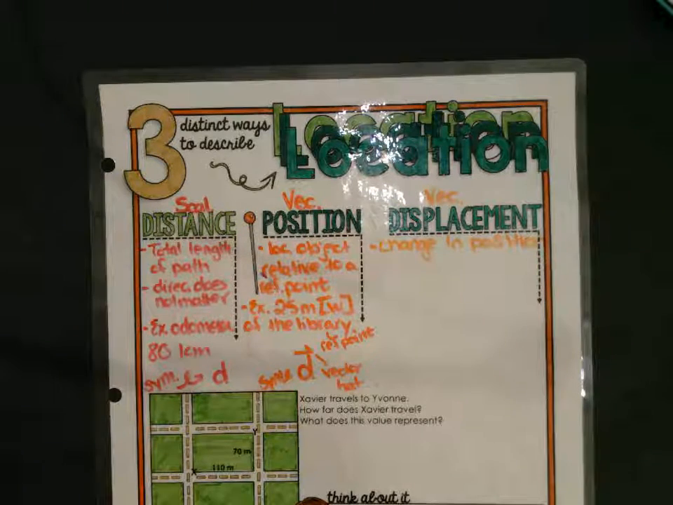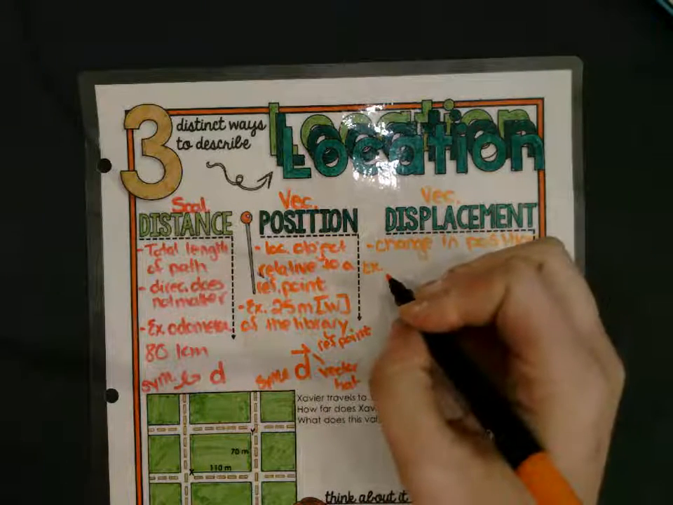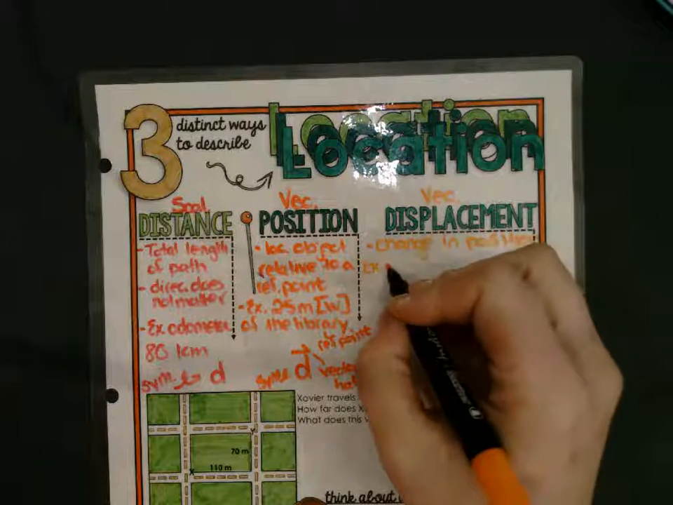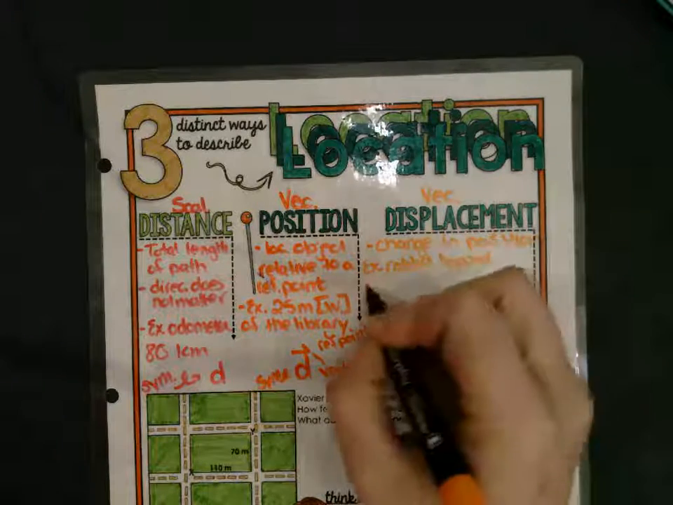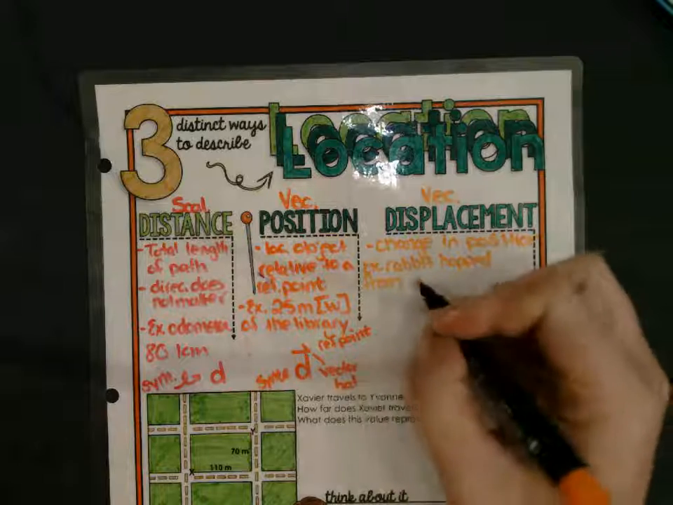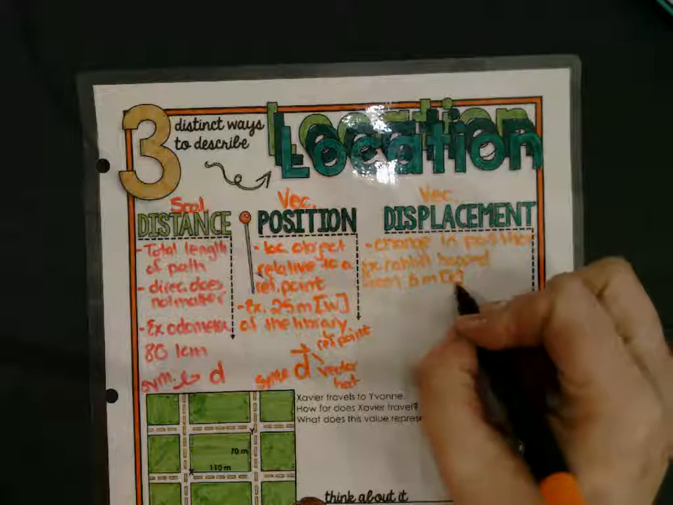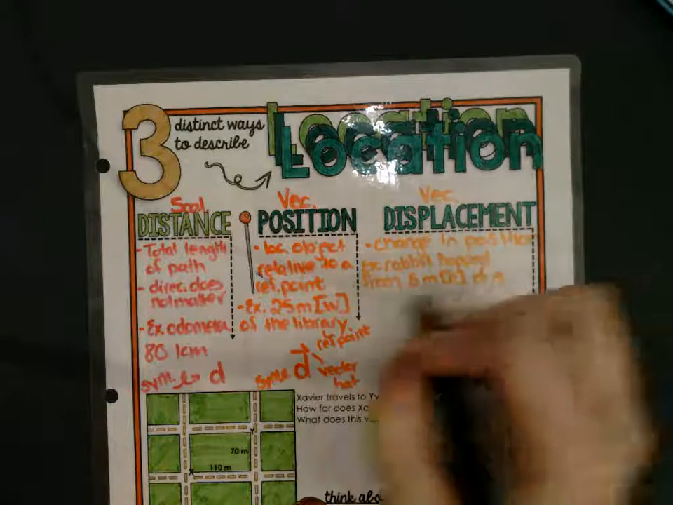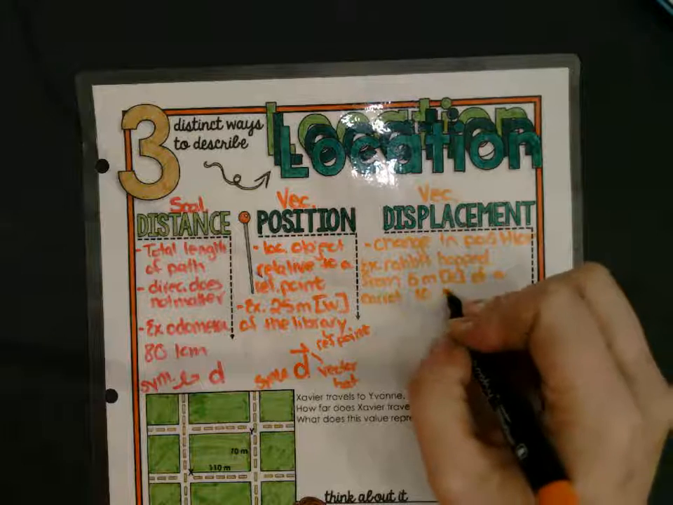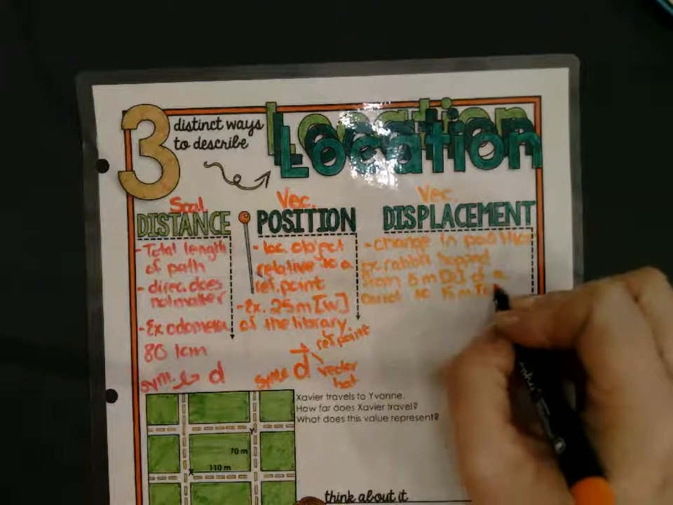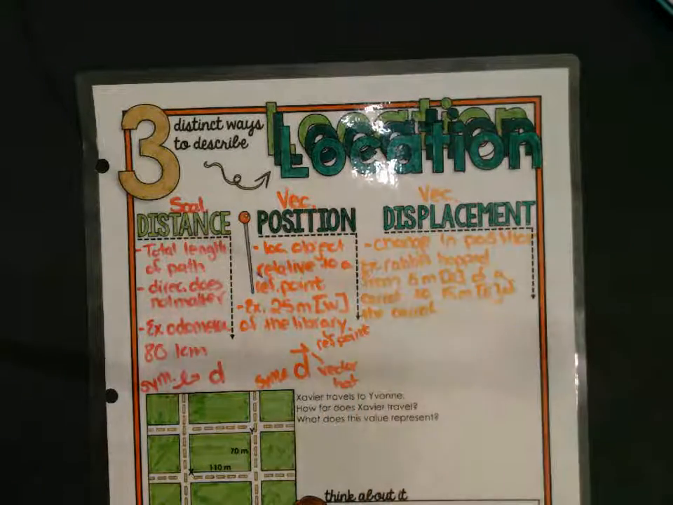So an example of displacement would be a rabbit hopped or the car drove from a starting point 5 meters east of a carrot to 15 meters east of the carrot. I said miles at first, but that's meters.